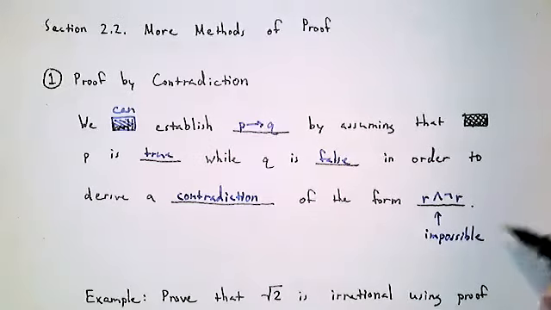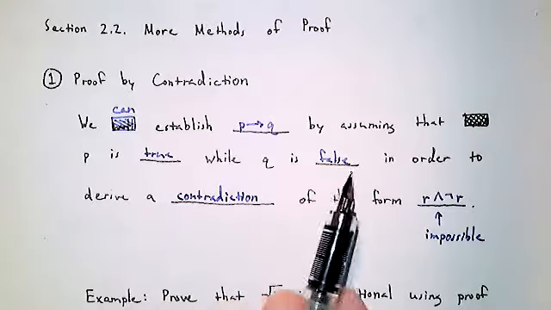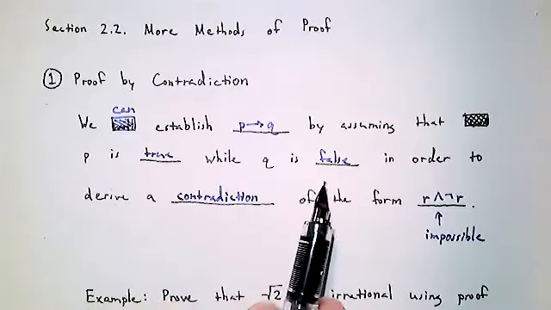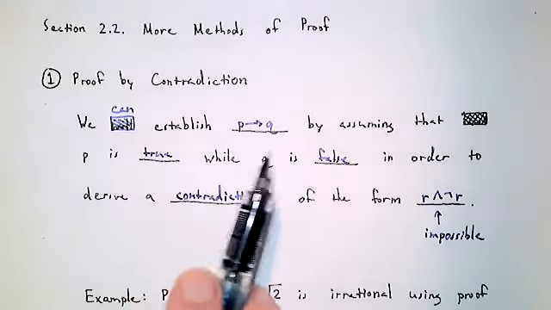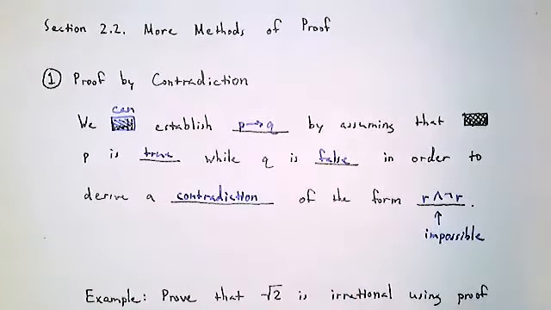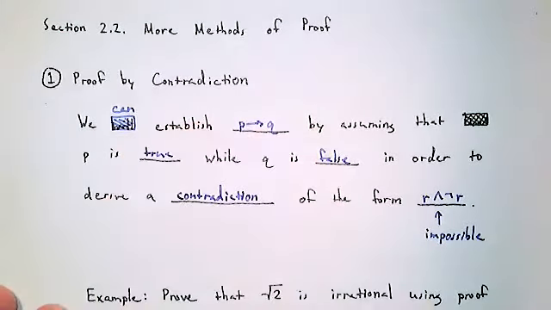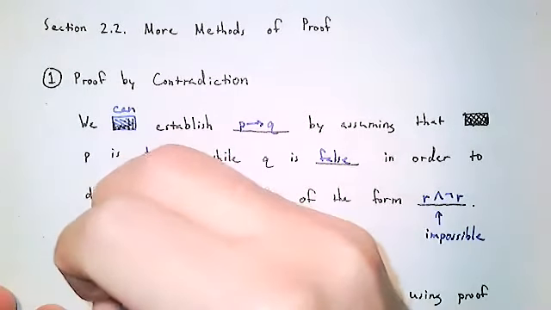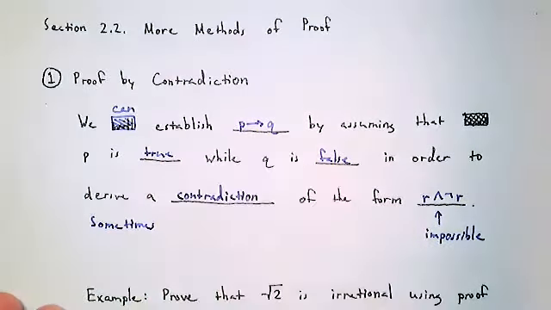So the idea here is that if we can find this contradiction from our assumption that P is true and Q is false, that means that the implication itself can never be false. And that establishes that it's true. So it's a backwards way of thinking, and this is sometimes called an indirect proof, because we're thinking in kind of this backwards way.